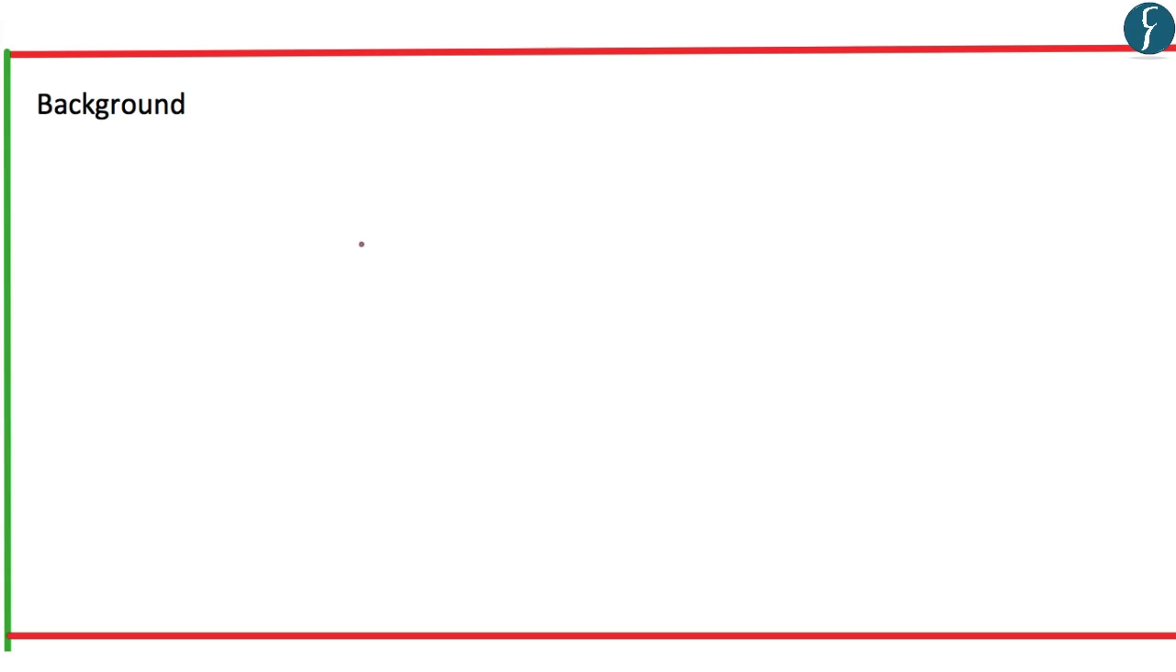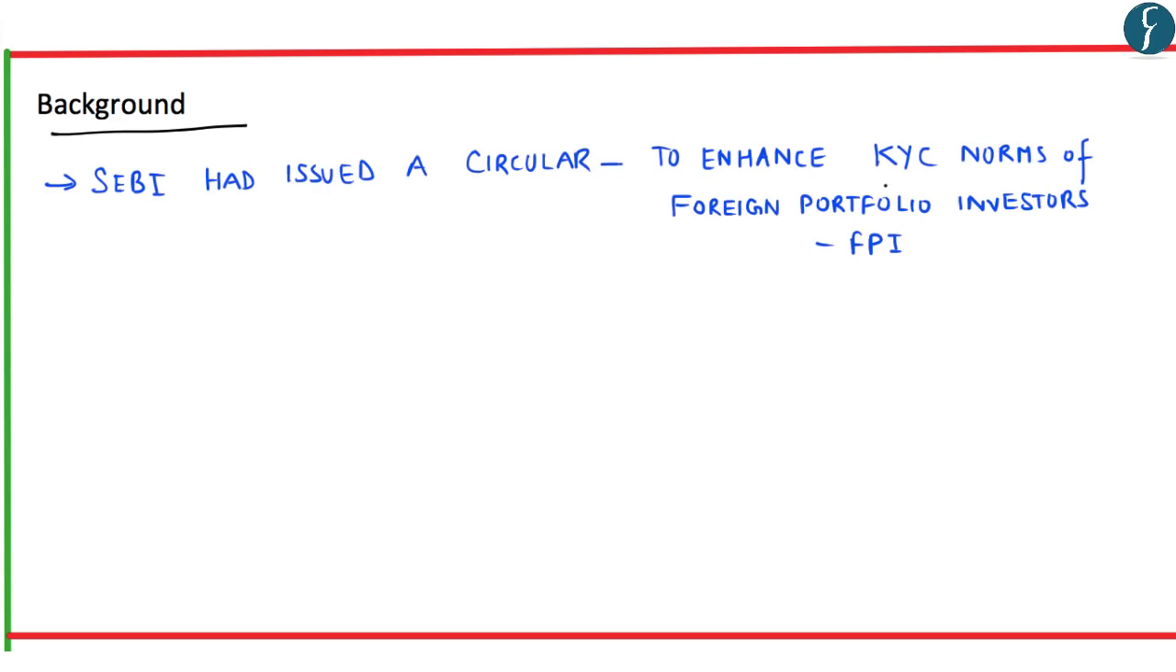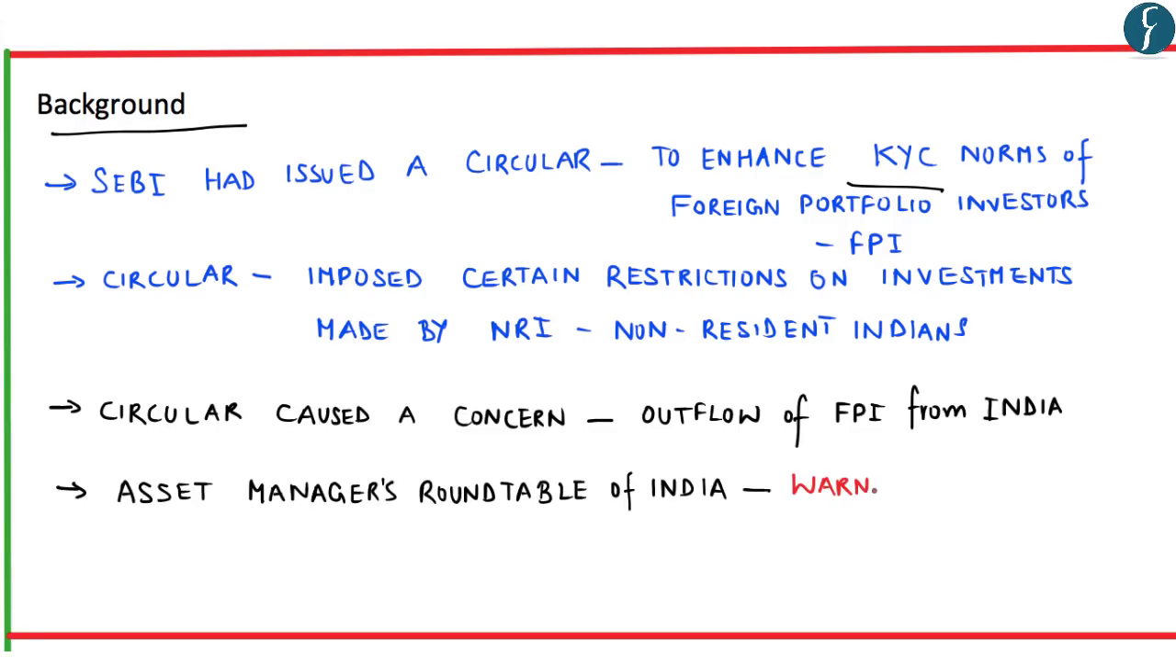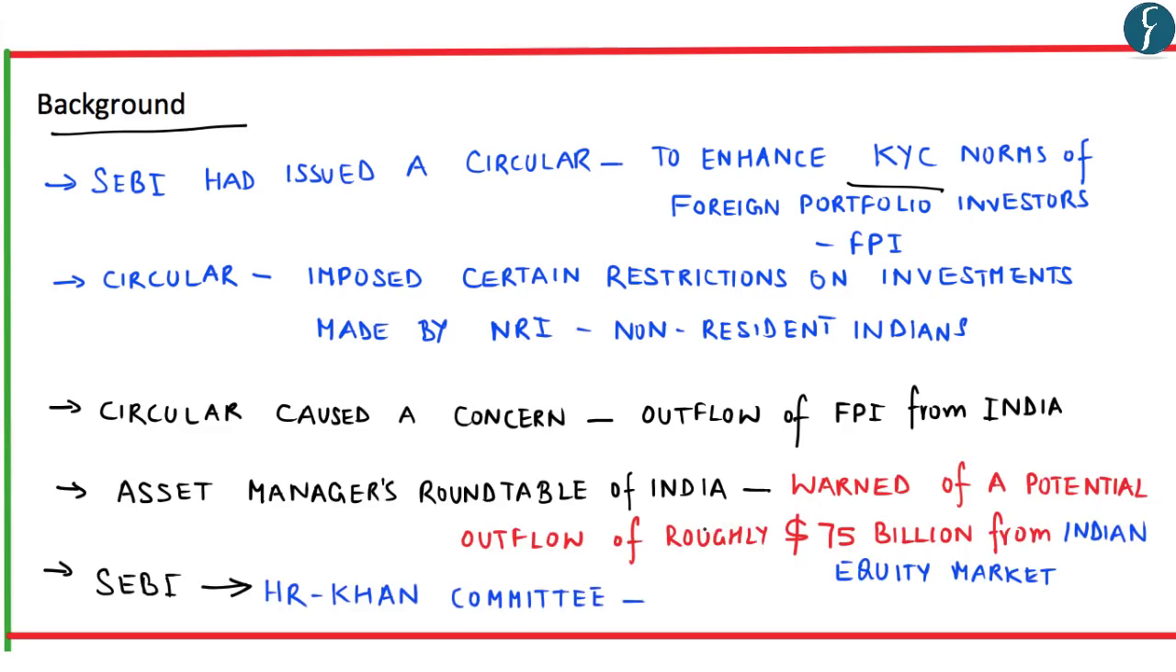Now in this particular news, in the month of April, SEBI had issued a circular on enhancing KYC norms for foreign portfolio investors. Here KYC norms refers to know your customer norms. This circular had also imposed certain restrictions on the investments made by NRIs, that is non-resident Indians. Now this circular caused a concern with respect to outflow of FPIs from India. So in this, the Asset Managers Roundtable of India also warned of a potential outflow of $75 billion from the Indian equity market. In this context, SEBI had appointed the HR Khan-led committee to ease norms for overseas investors.